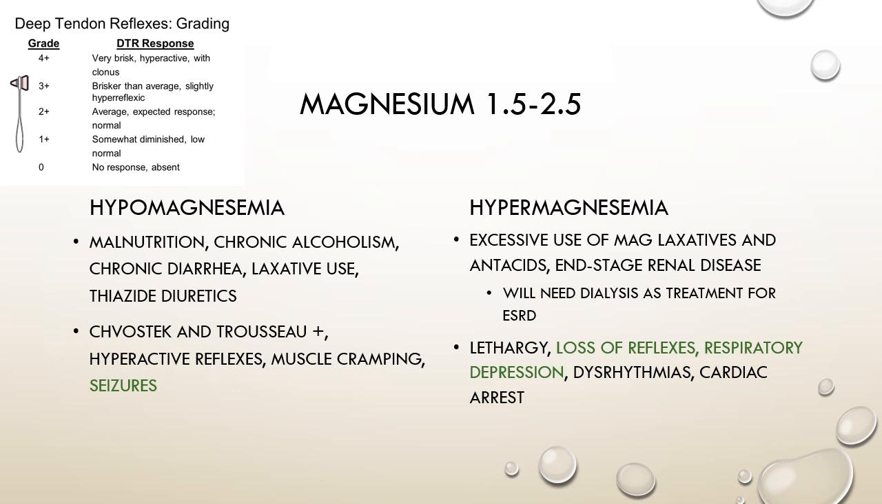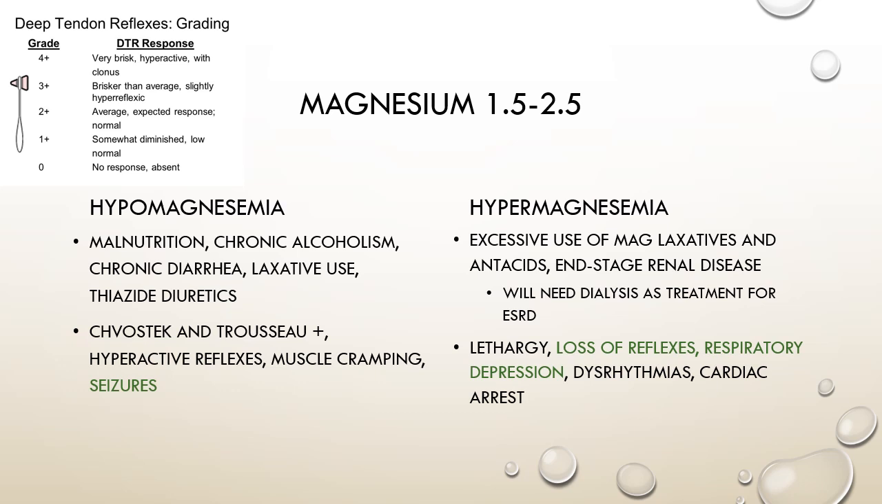Hypermagnesemia then is usually directly related to excessive use of magnesium laxatives or antacids or end-stage renal disease. And you need dialysis as a treatment for end-stage renal disease because there's no other way to clear the magnesium. Lethargy, loss of reflexes, respiratory depression, even respiratory arrest, dysrhythmias, and cardiac arrest can occur with hypermagnesemia. And if you're giving somebody a magnesium drip, you need to monitor deep tendon reflexes as well as respiratory status very carefully.